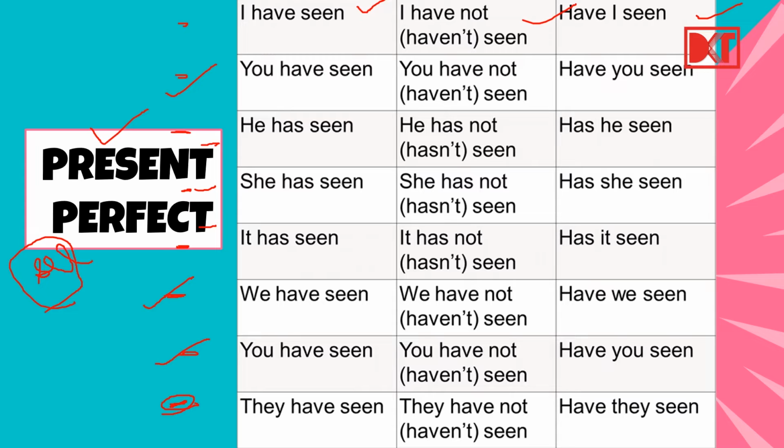Alright, so this is how we are going to form the present perfect tense, which is, you see, with the V3 form. Okay, in the second category, which is the negative one, you just have to add not, and here you put have or has first, then the subject, and then the V3. All right, this was present perfect.